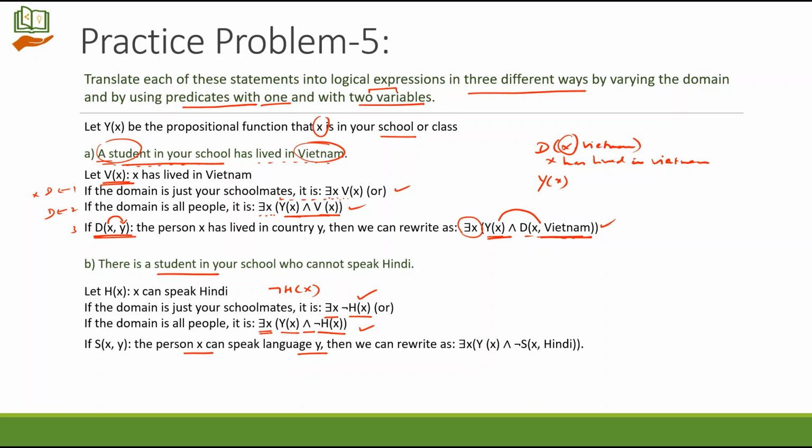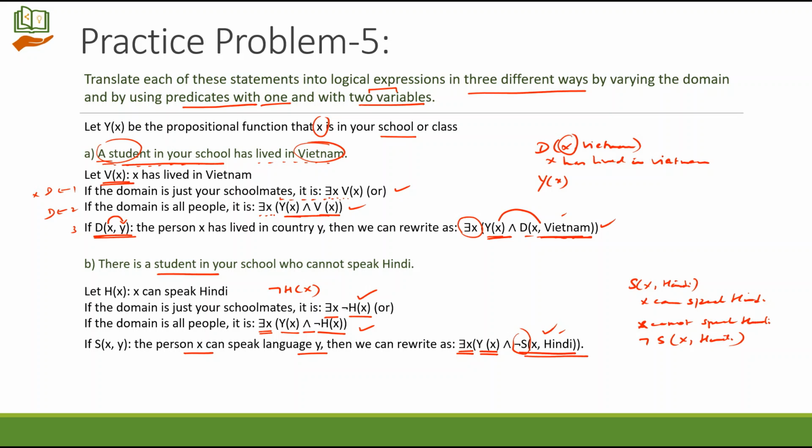So we can rewrite this as there is a person x, that person is a student, and that student cannot speak Hindi is what we mean by negation of S of x comma Hindi. So how will you translate x can speak Hindi? S of x comma Hindi will give you x can speak Hindi. When x cannot speak Hindi, how will we rewrite the expression? Negation of S, x comma Hindi will be the right expression. That is what we use here. So this is for the positive proposition. This is for the negated proposition.